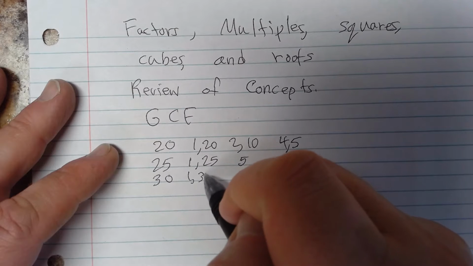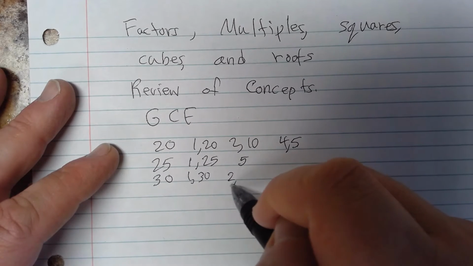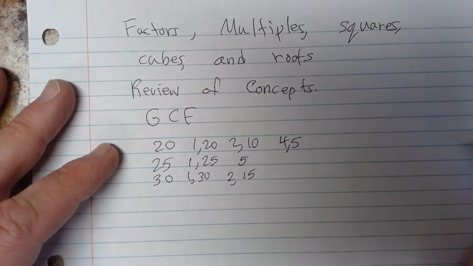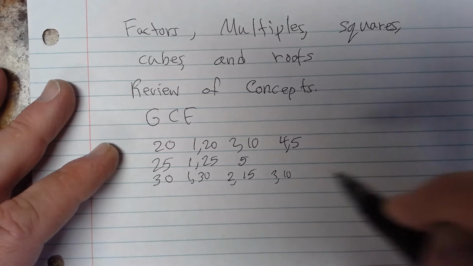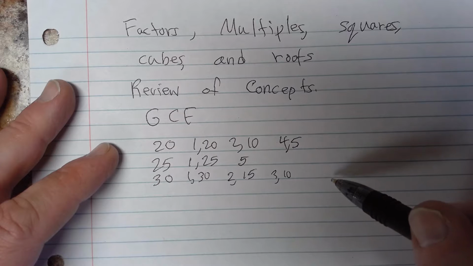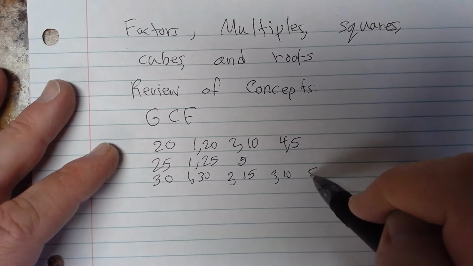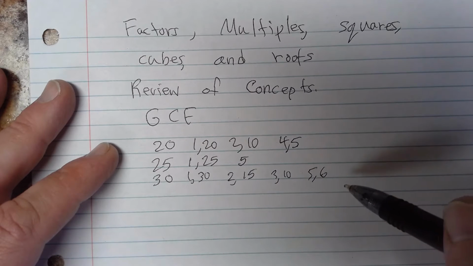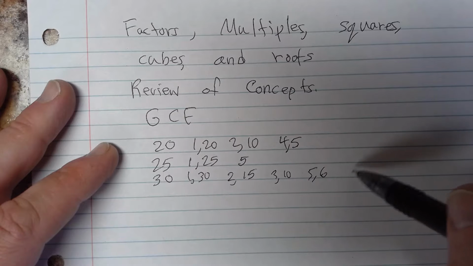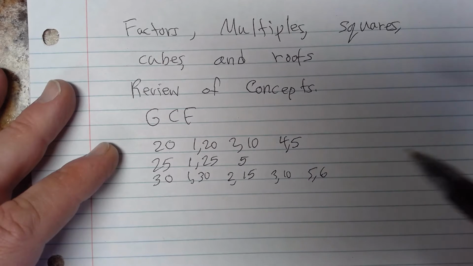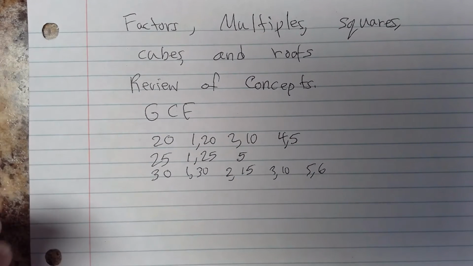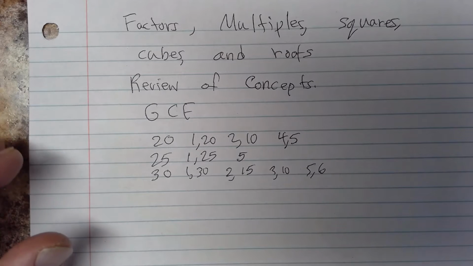30 is going to have more. You have 1 and 30. We're going to have 2 and 15. We're going to have 3 and 10. 4 doesn't go. 5 goes with 6. 5 times 6 is 30. We don't have to do 6 and 5. That's the same thing. 7, 8 don't go. 9 doesn't go. 10 goes with the 3. That's when we know we're finished. That's when we have all the factors of 30.